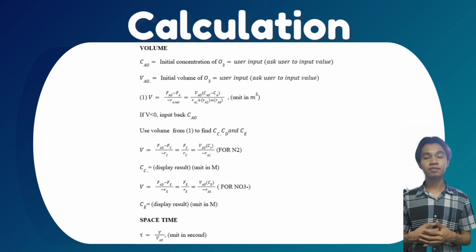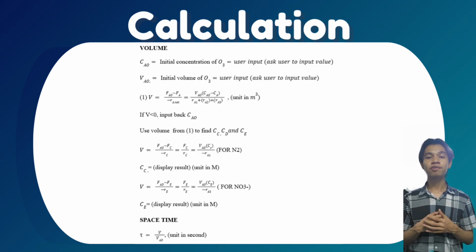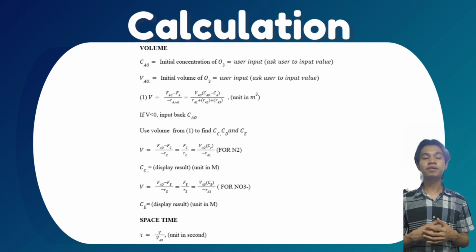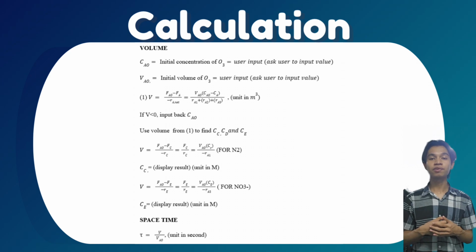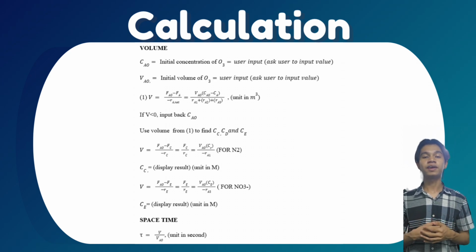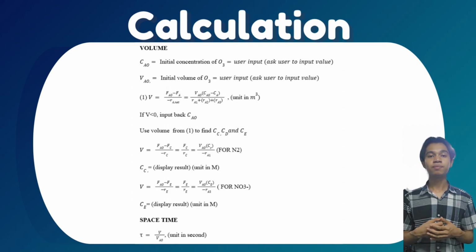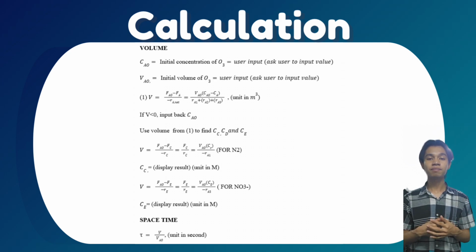For our reaction system, the initial concentration and volume of the ozone is input by the user. Additionally, space-time calculation or tau is determined using the ratio of reactor volume to volumetric flow rate. This calculation ensures proper reactor design and efficient processing.